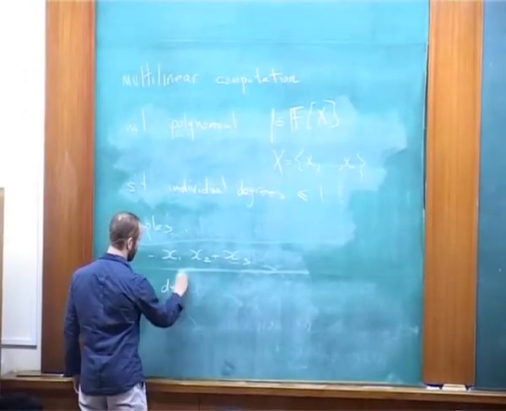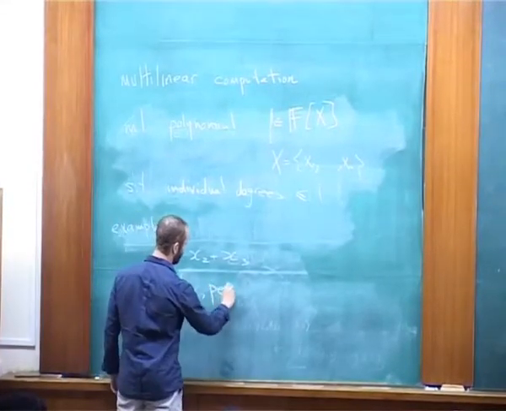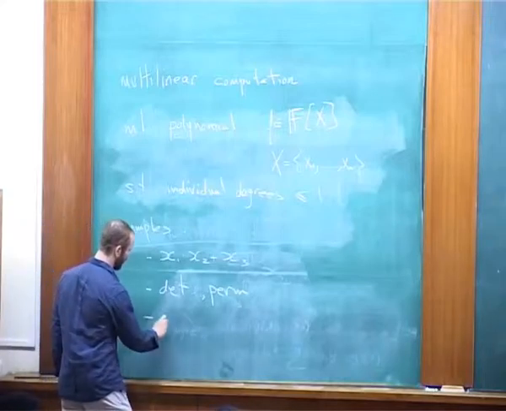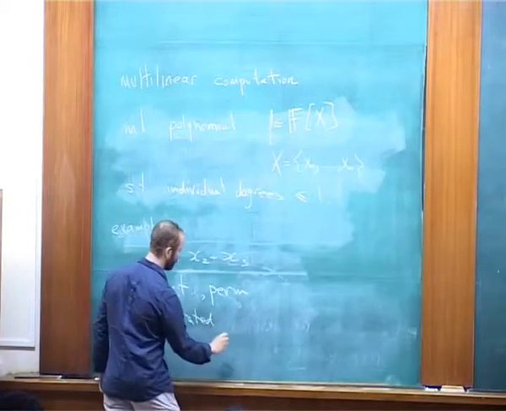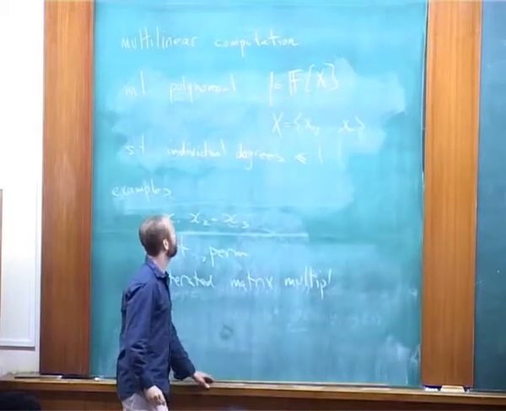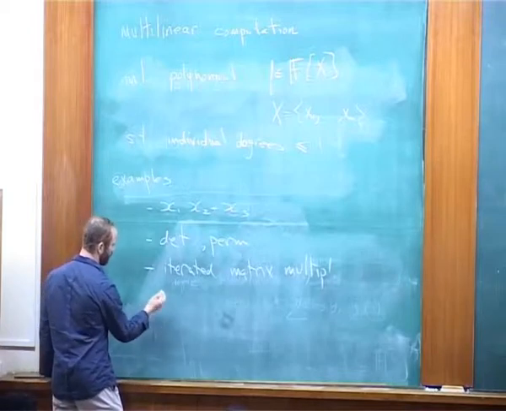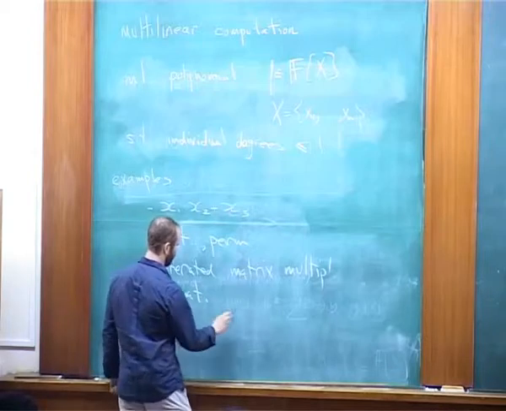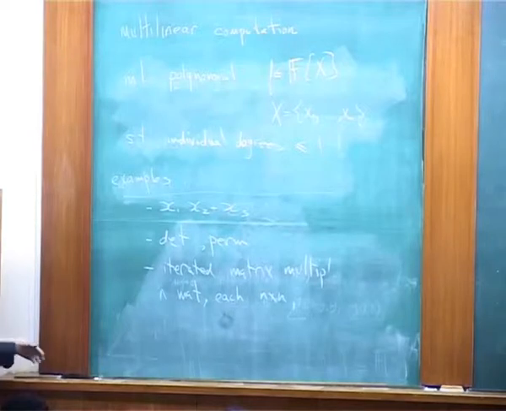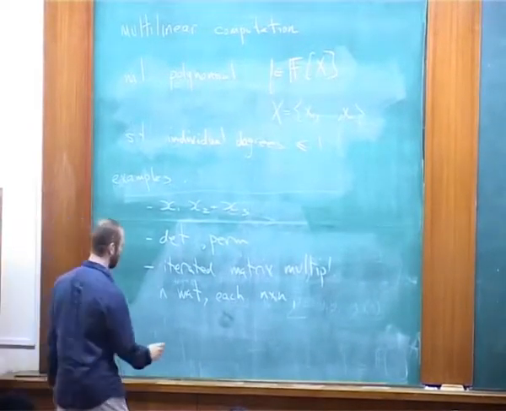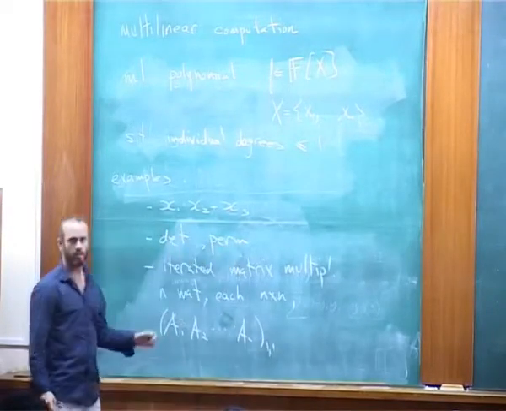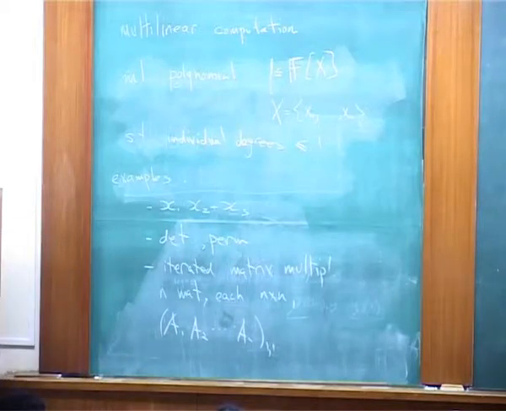More complicated examples are the determinant, which was already defined, and the permanent, which was also already defined. All of these are multilinear. Another example, which I will also talk about, is iterated matrix multiplication, mentioned before. We have n matrices, each n by n, and we want to multiply all of them. This gives us n squared polynomials, but we can look at, say, the first entry of the product a1 times a2 up to an. This is a matrix, and we look at this polynomial.